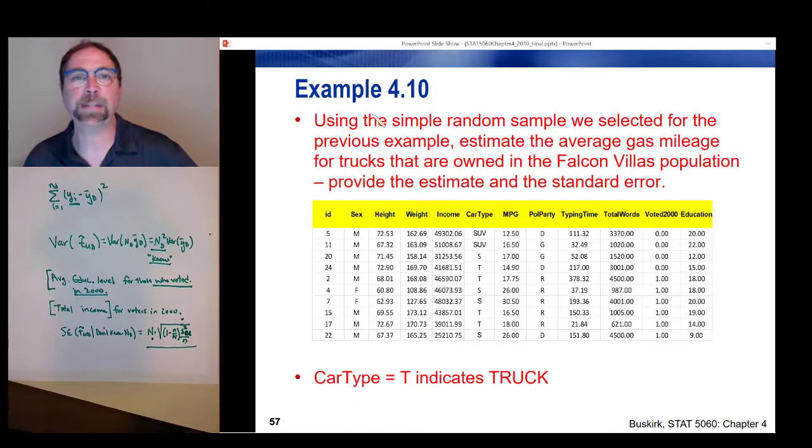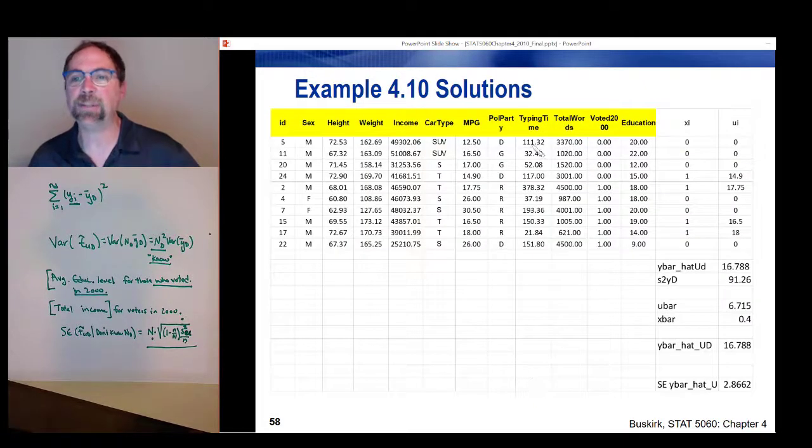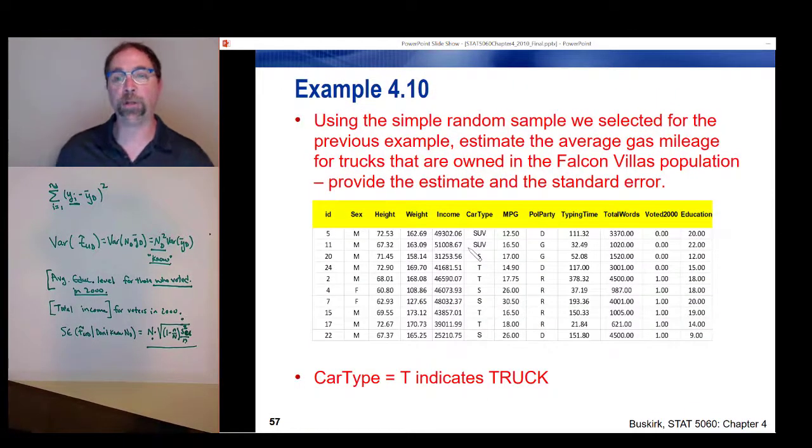I'm going to ask you to do this example 4.10 at home. Essentially, it's exactly the same, except this time we are using the same sample, but we want to estimate the average gas mileage for trucks that are owned in the Falcon Village population. So we have a miles per gallon variable, but we only want to look at it for the trucks, and the car type equals T indicates truck. In this case, you'll see the math already worked out. These solutions are already provided for you, and I'd like you to work on this one on your own.